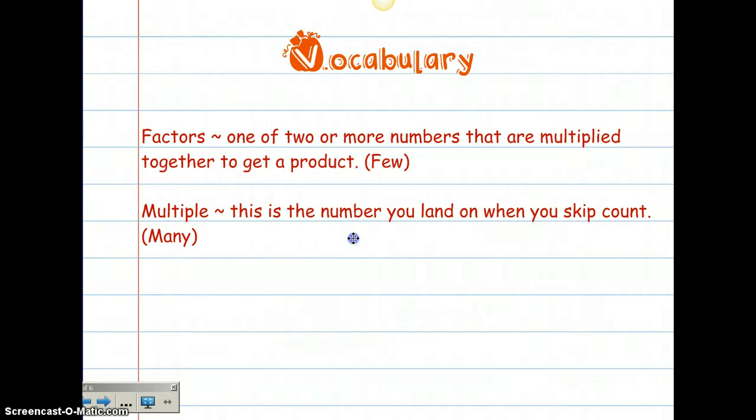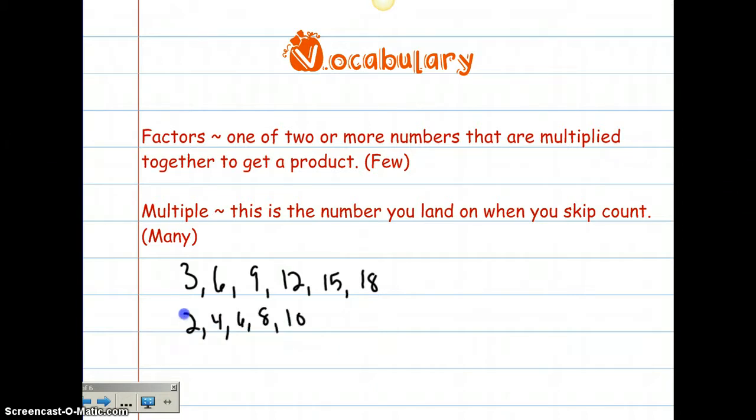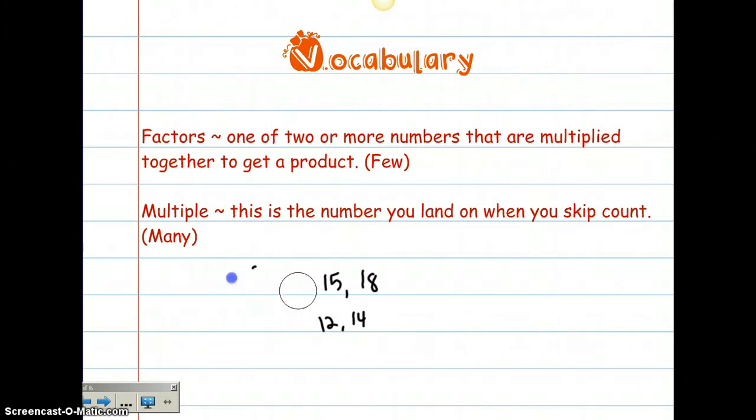So those are factors. Multiples are what you land on when you skip count by that number. So the multiples of 3 are 3, 6, 9, 12, 15, 18. I can keep going on and on. So that's why I say many for multiples. Multiples are many. The ones for 2 are 2, 4, 6, 8, 10, 12, 14. And you see how they can keep going on and on? So that's the difference between a multiple and a factor. Multiples are many, factors are few.